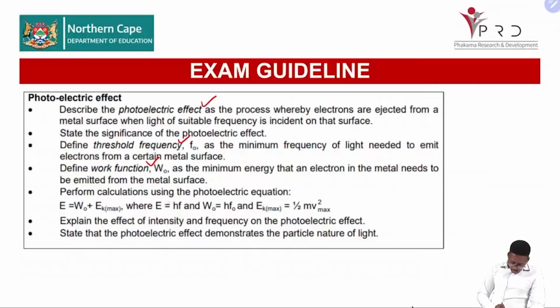It says perform calculations using this formula where energy is equal to hf and work function is equal to h multiplied by threshold frequency. EK max is equal to 1 over 2 mv squared. Explain the effects of intensity and frequency on the photoelectric effect. State the significance of photoelectric effect, and the answer is it demonstrates the particle nature of light.